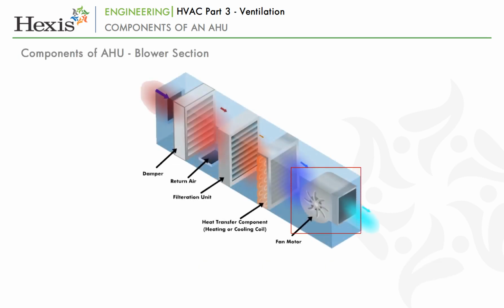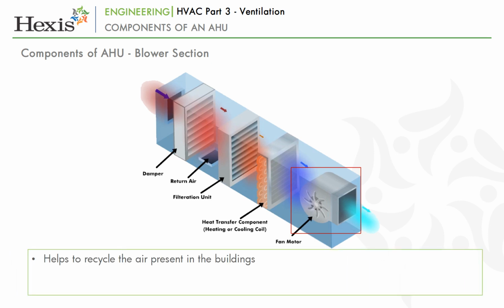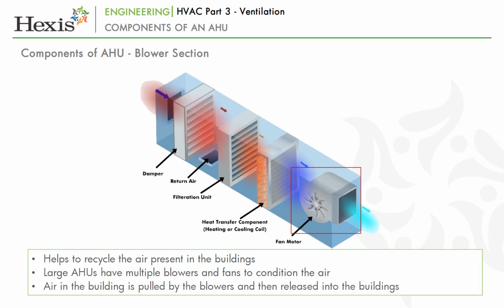The blower or motor fan is another component of the AHU which helps to recycle the air present in the buildings. Large AHUs can have multiple blowers and fans to condition the air. Air in the building is pulled by the blowers and conditioned. It is then released into the buildings. There are various conditioning elements used to heat or cool the air. Heating coils are used to heat the air in the heating systems. Air conditioners use cooling coils to condition and cool the air.